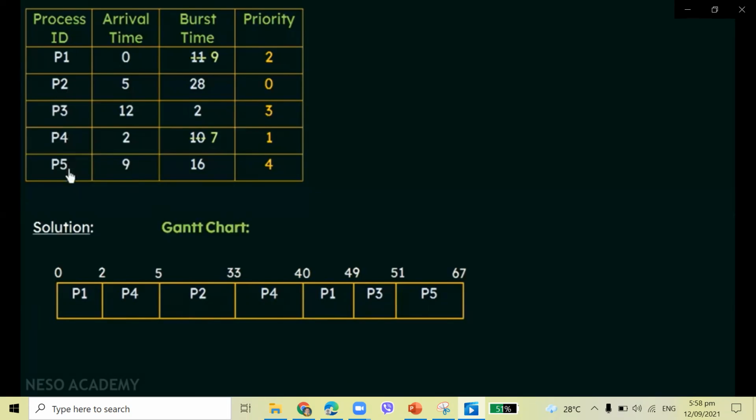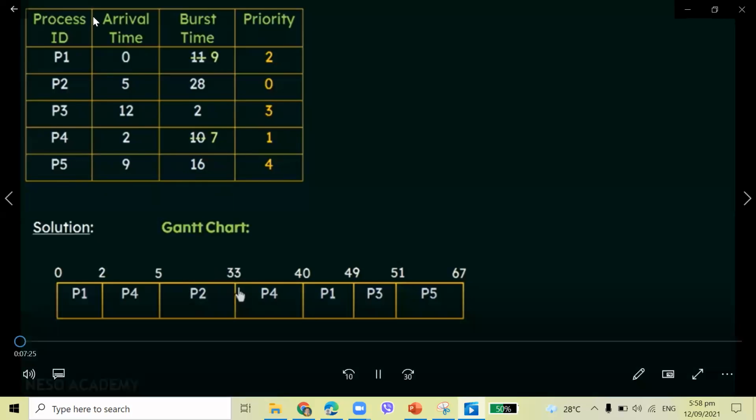But did they get the CPU? No. Why did they not get the CPU? Because the priority of P5 is actually 4, which is less than that of P2. And then the priority of P3 is also 3, which is also less than that of P2. So P2, as I told you, has 0 priority, which means the highest priority. So no process will preempt P2 because it is of the highest priority. So P2 will actually execute for its total burst time of 28 milliseconds. So from the 5th millisecond when P2 got the CPU up to 33 milliseconds, 5 plus 28 is 33. So up to the 33 milliseconds, P2 uses the CPU for its execution.